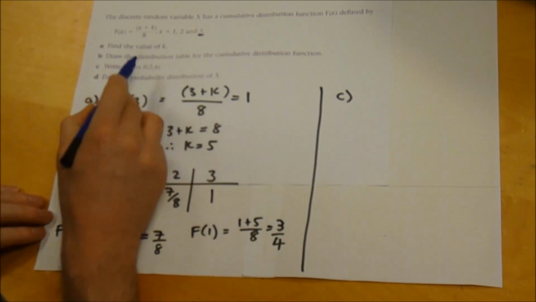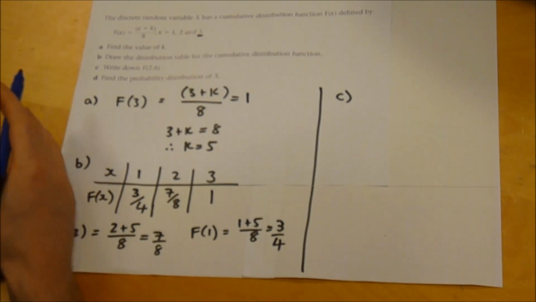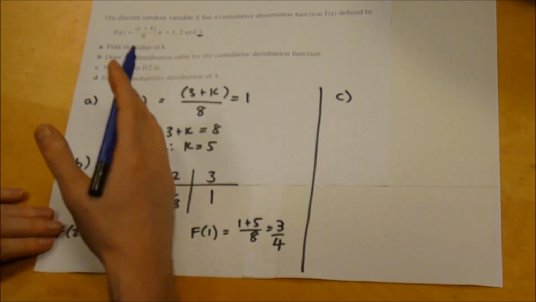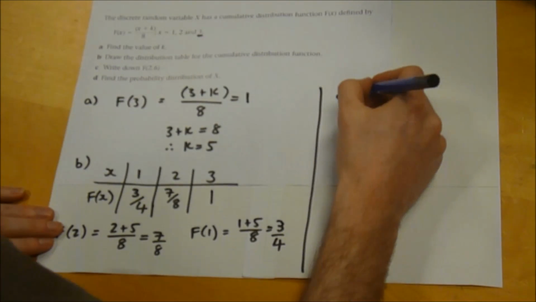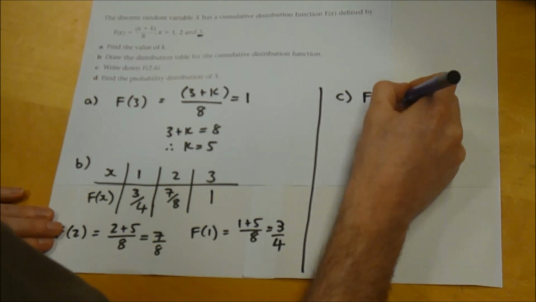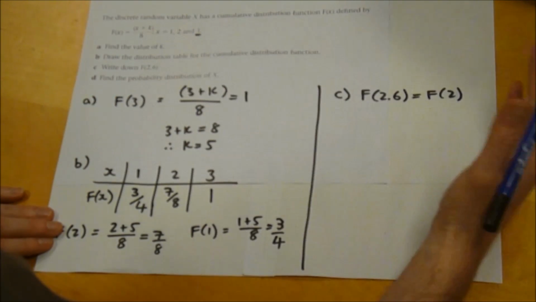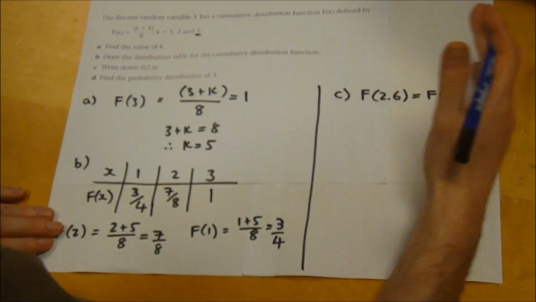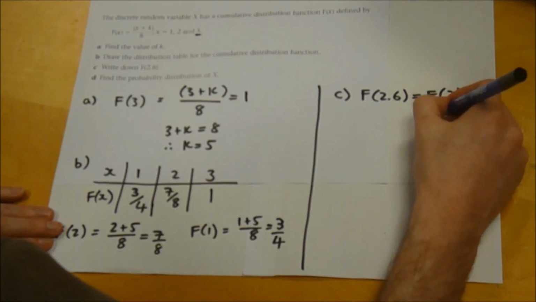So actually, if we're wanting to add up all the probabilities all the way up to 2.6, well, we'll be adding them all the way up to 2 and we wouldn't be adding anything extra after 2. And so actually, f of 2.6 is the same as f of 2. Because we wouldn't be adding anything extra on, because there aren't any values between 2 and 3. Well, f of 2 is just 7/8.